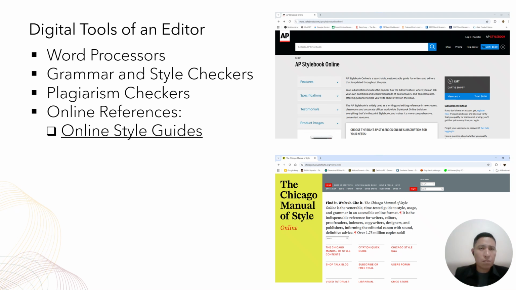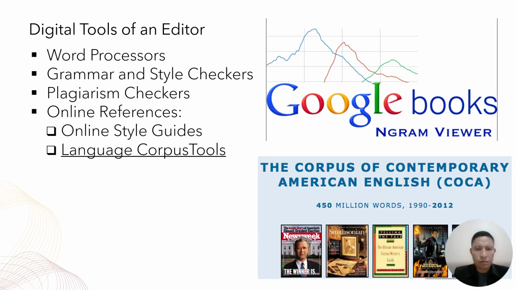Then editors may also use online resources. An example of these are online style guides like the AP Stylebook Online and the Chicago Manual of Style. Also, another example is language corpus tools like the Google Ngram Viewer and COCA. These tools are used to check how words or phrases are used in real-world scenarios.